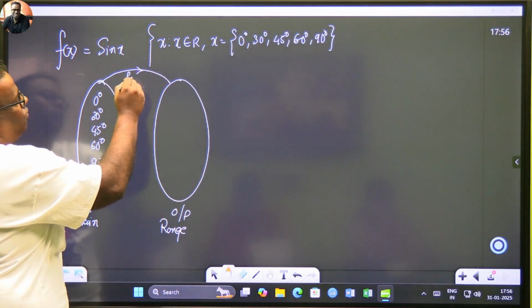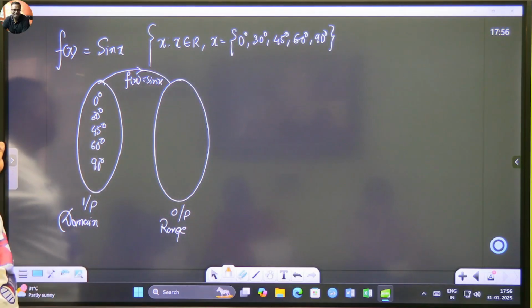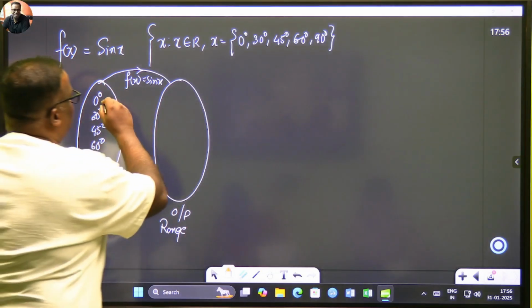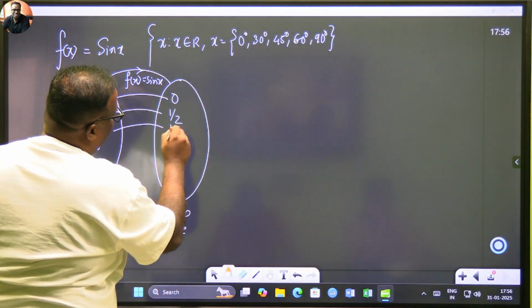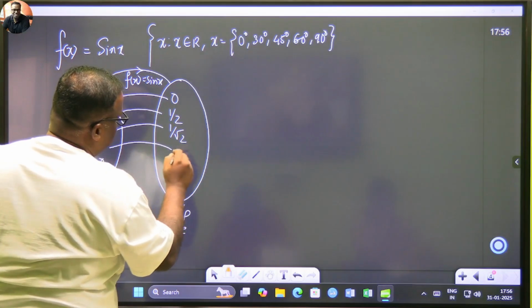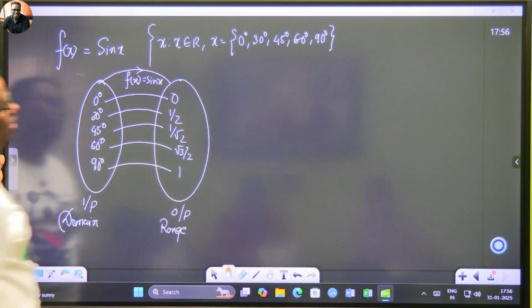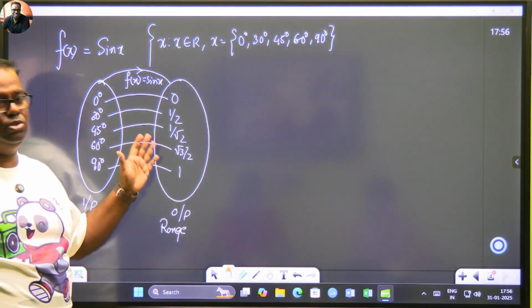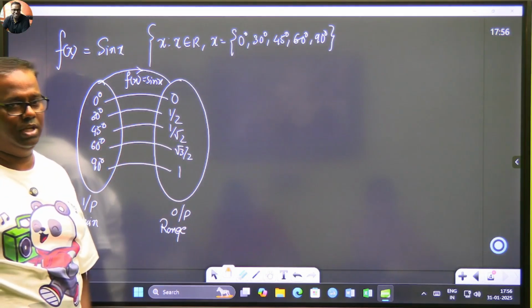We write our function as sine x. So our microwave oven has now been configured to what program? Sine x program. Any food that you enter, it will cook in sine value. So sine of 0 gives me 0. Sine 30, half. Sine 45, 1 upon root 2. Sine 60 gives me root 3 by 2. And sine 90 gives me 1. So this is your range and this is your domain. The range always comes out on the basis of the possible inputs that you have taken.